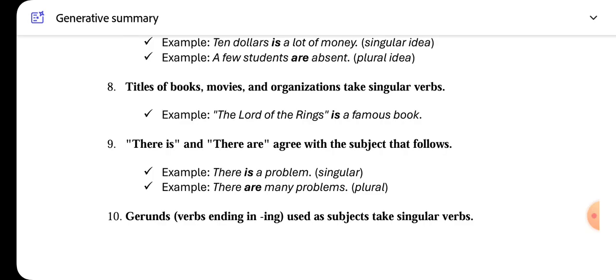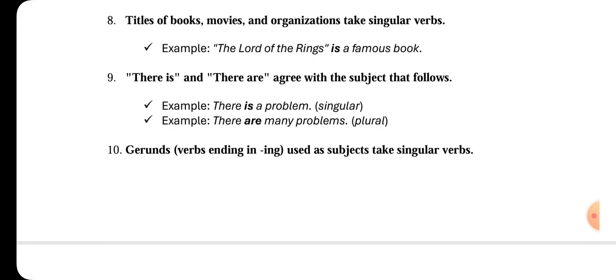Do you get it? So when you are using the word there, you have to look at the subject. The verb should agree with the subject. There are many students. You can't say there is many students. No, it is not. So the last one I want to look at is the gerunds.